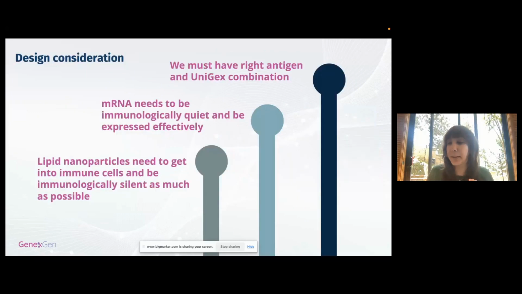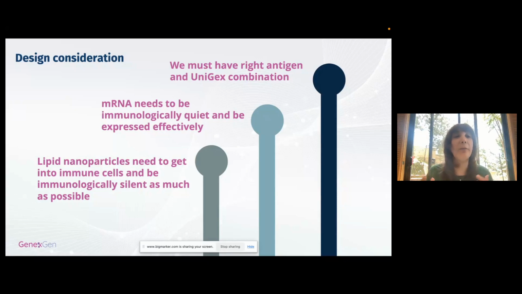There are certain design considerations we have had, including the fact that in all of these, the therapeutic regimen or the vaccination needs to be immunosuppressed. Therefore, lipid nanoparticles need to get into immune cells and be immunologically silent as much as possible. The mRNA needs to be designed in a way to be immunologically silent and be expressed effectively. And we need to have the right antigen and Unigen, which is our anti-adjuvant combination.